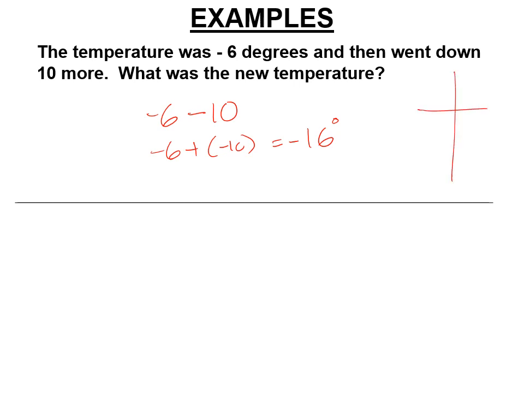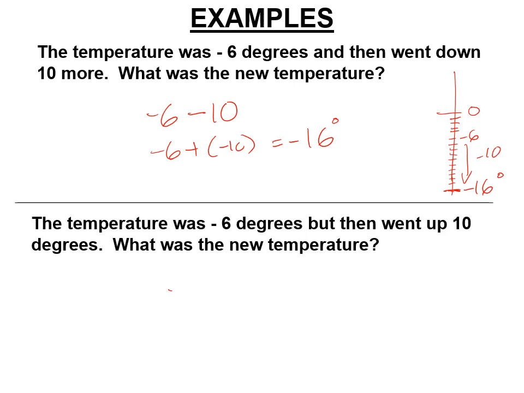All right, we're going to show this on a number line, I think, in the next lesson. But if you start at negative 6, thermometers are usually vertical like that. The negatives are always at the bottom. And then you go down 10 more, 1, 2, 3, 4, 5, 6, 7, 8, 9, 10. Now you're down at negative 16 degrees. You're down 10.